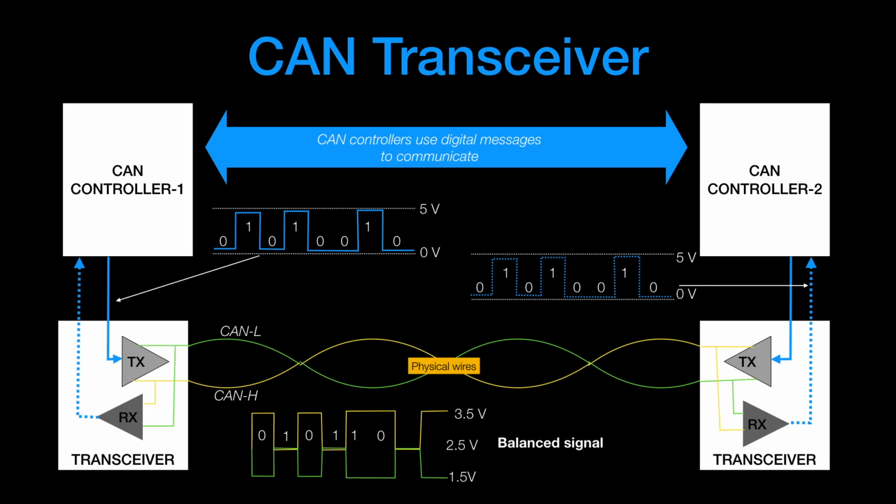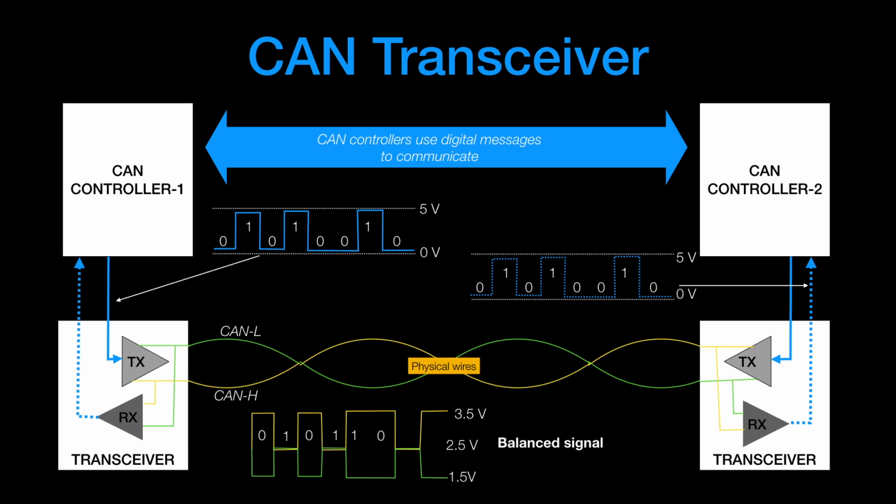The way we overcome this problem is by using a transceiver. A transceiver is a chip that is going to convert digital signals represented as zeros and ones, typically toggled between 0 and 5 volts, into a balanced signal. The balanced signal is going to toggle on the CAN high between 2.5 volts and 3.5 volts, and for the CAN low it's going to toggle between 2.5 volts and 1.5 volts. What is important to notice here is that it is the difference between CAN high and CAN low that is going to be important for the receiving part of a transceiver.